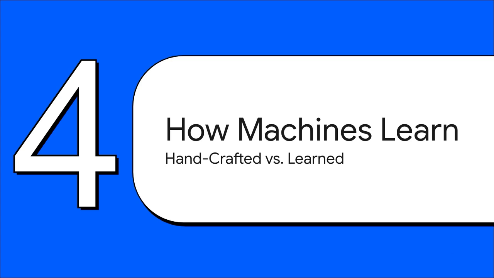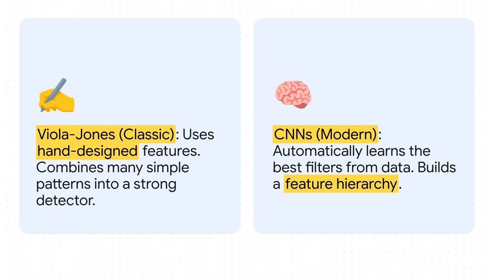That question changed everything. And this slide shows that massive leap. On the left, you've got the old way, these classic methods that used rigid, hand-coded rules. And on the right, you have the modern way, convolutional neural networks, or CNNs. Instead of being told what to look for, a CNN learns what patterns matter by looking at thousands of examples. It's the difference between just following a recipe and actually becoming a master chef.